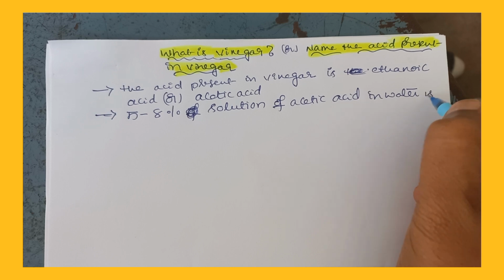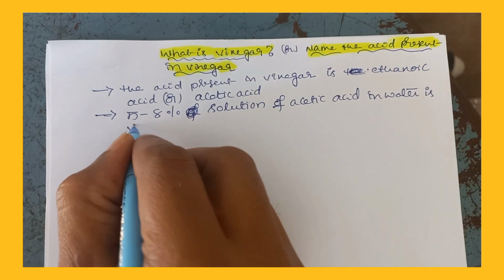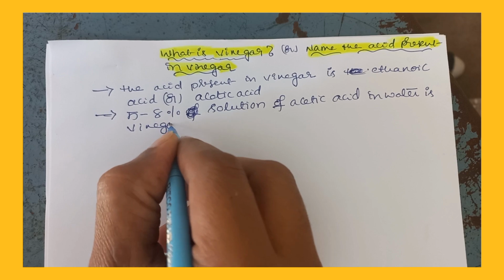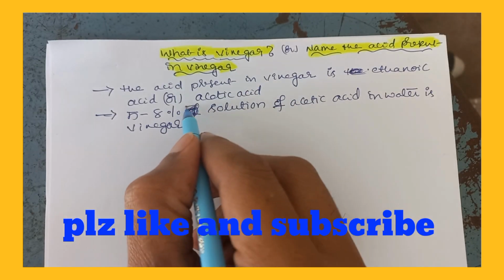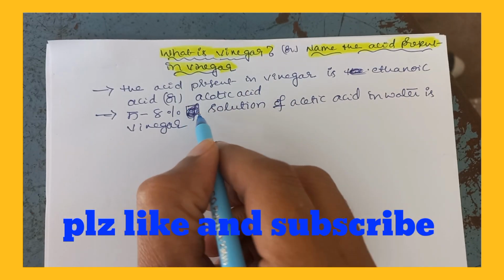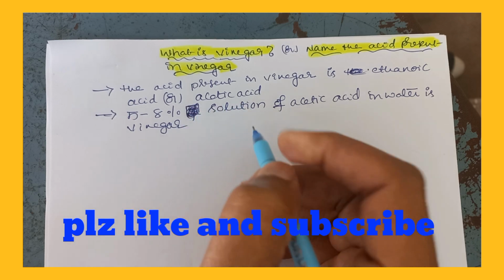So this is generally known as vinegar. So in vinegar, 5 to 8% acetic acid, remaining is water.